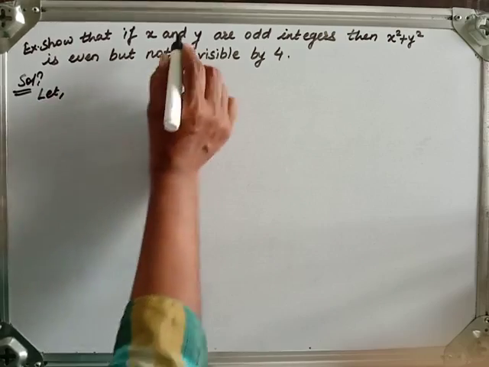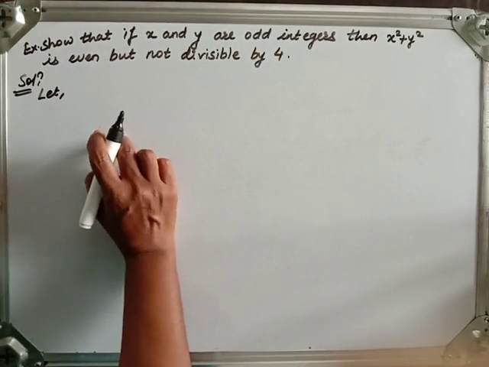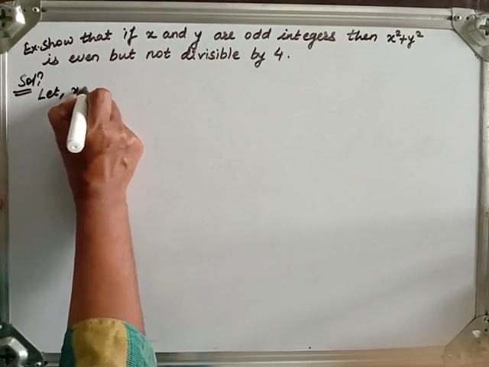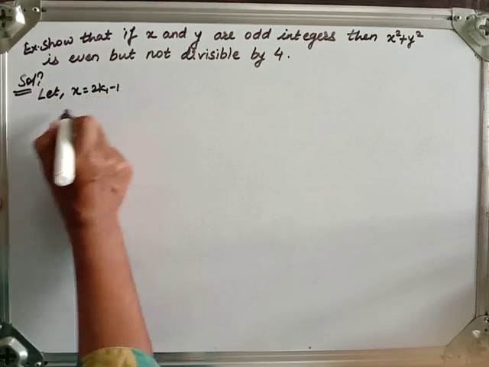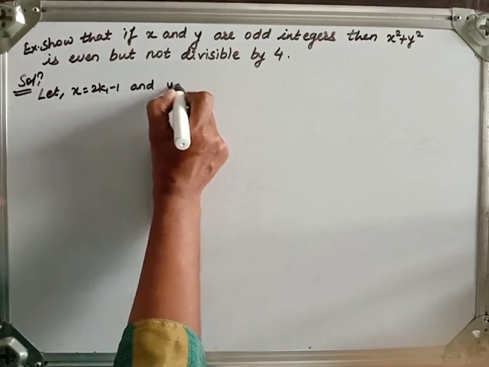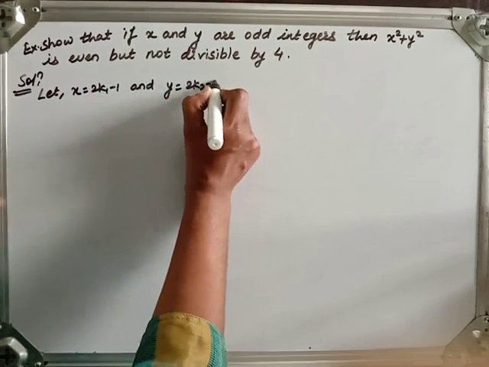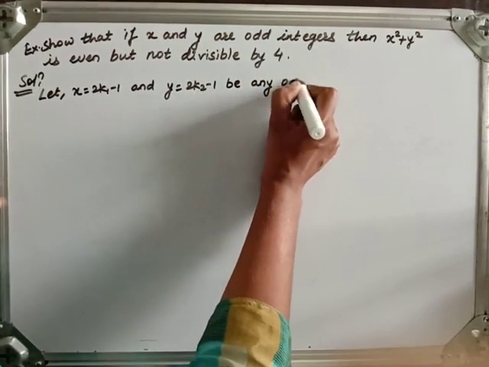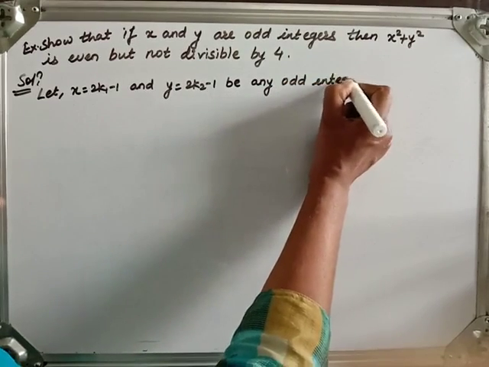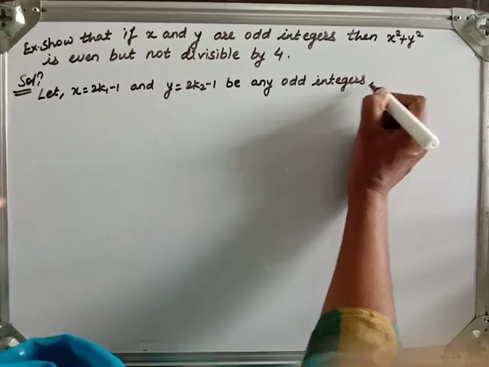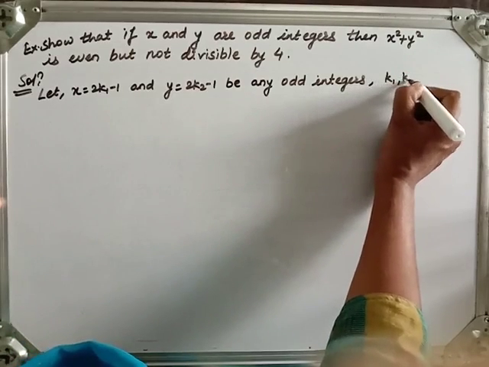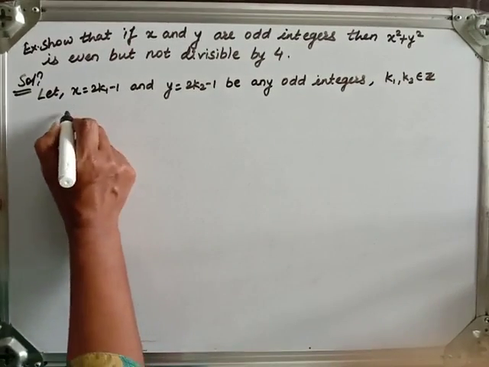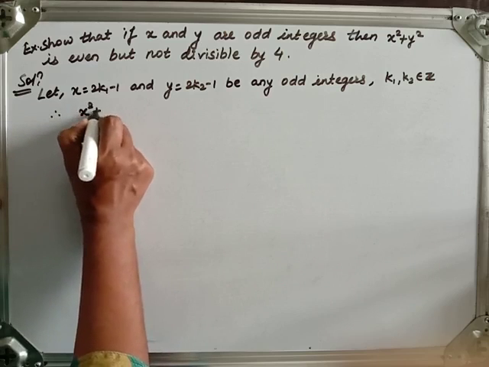What is given? X and Y are odd integers. Now you know an odd integer can be written as either 2k plus 1 or 2k minus 1. So let me assume X is equal to 2k1 minus 1 and Y is equal to 2k2 minus 1, being any odd integers. Obviously here k1 and k2 are integers.